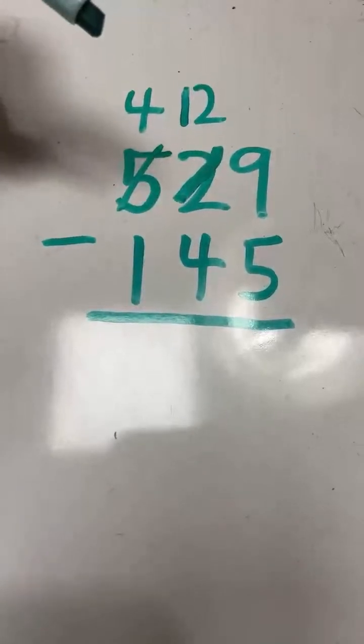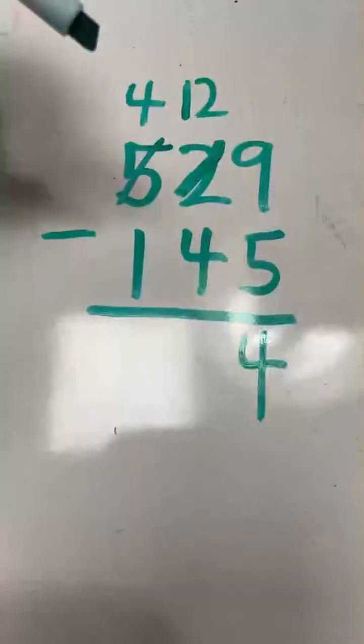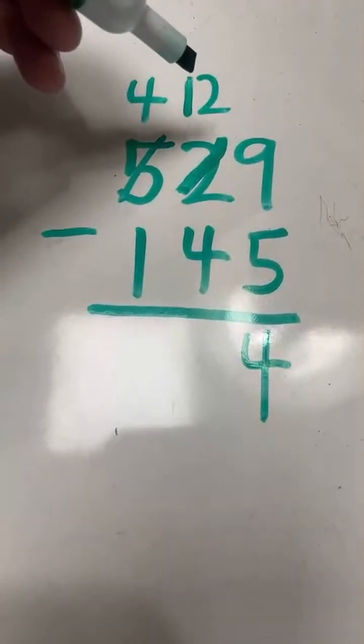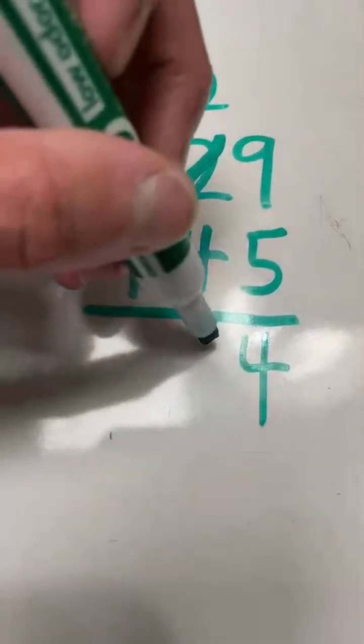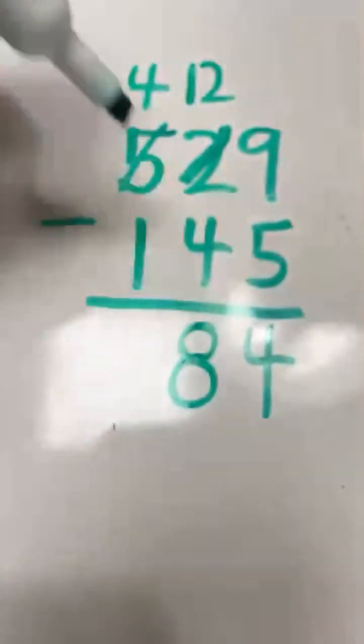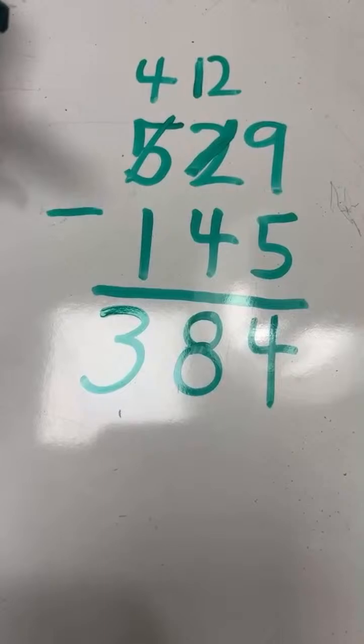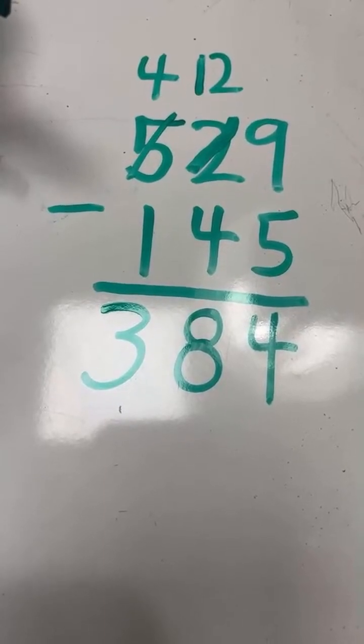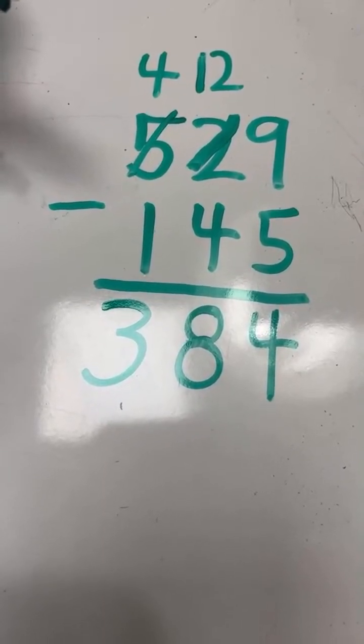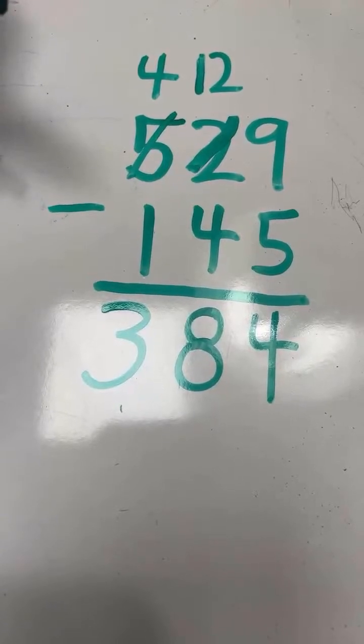All right, now we are ready to subtract. 9 minus 5 equals 4. 12 minus 4 equals 8. 4 minus 1 equals 3, and we have our final answer. 529 minus 145 equals 384.